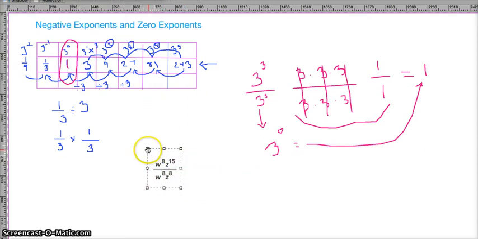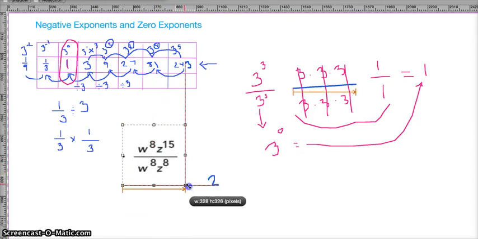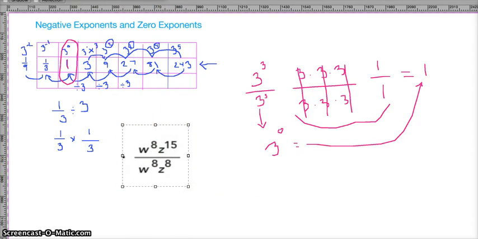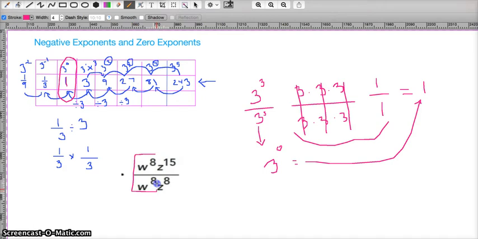Okay, for B, we have w to the 8th times z to the 15th. We're going to look to see what they have in common that we might be able to cross out. So we've got w's here, and w to the 8th over w to the 8th is 1. So I'm going to go ahead and eliminate that. And z to the 15th over z to the 8th, well, I can use my rules and say z to the 15th minus 8 is going to be z to the 7th. So my final answer here is z to the 7th.